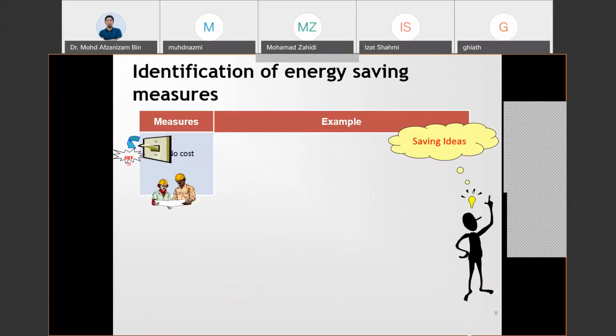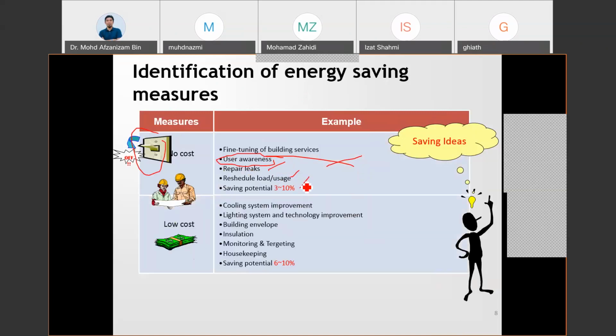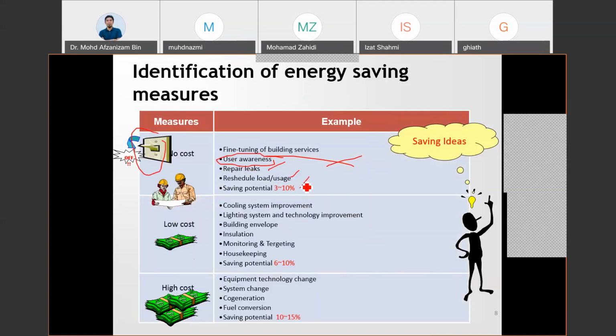yes, so just skip this one. Okay, so this one is to define the energy saving measure. Let's say measure the switch. Okay. Put the timer or something to ensure that there's no problem caused by the human factor or attitude or the awareness. Okay. Awareness, user awareness. Okay, this one. To schedule everything. So this is a sample of the identification of the energy saving measure.